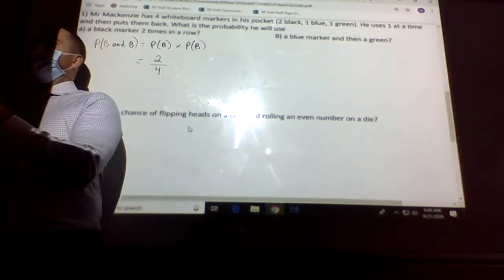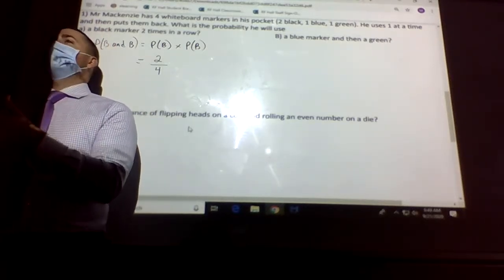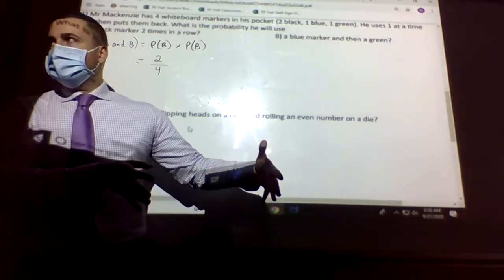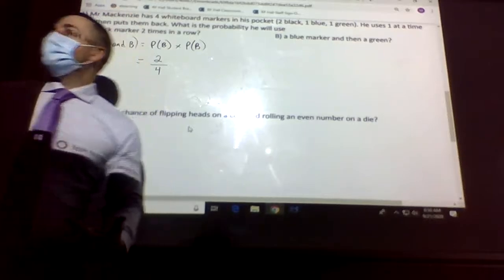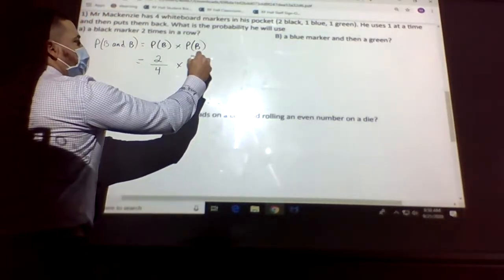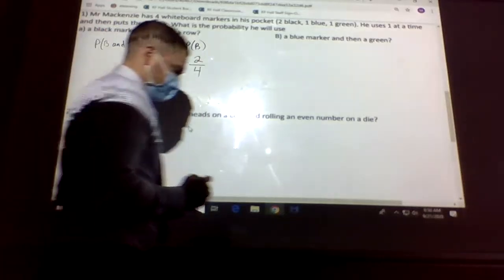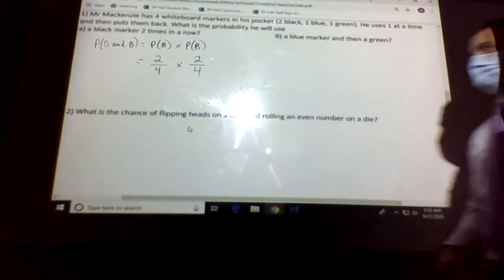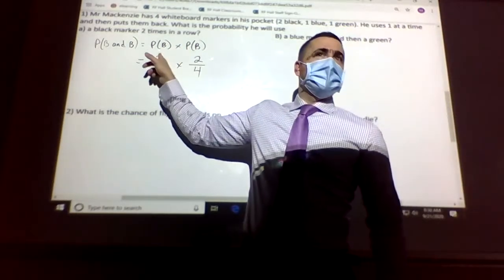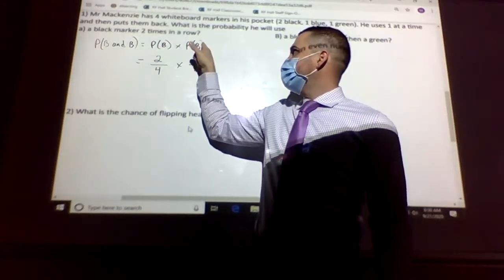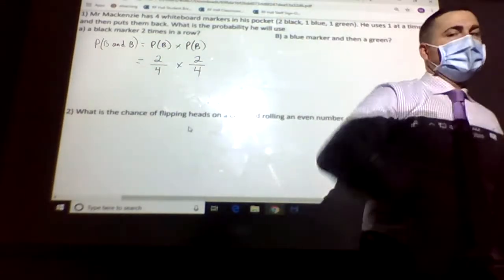So if I have a 2 out of 4 chance the first time, what is the probability the second time? It's the same because I put it back. Exactly. So it's still 2 out of 4. So I put B and B because we're looking at black and black. If you want to put a K there to distinguish between black and blue, you can.